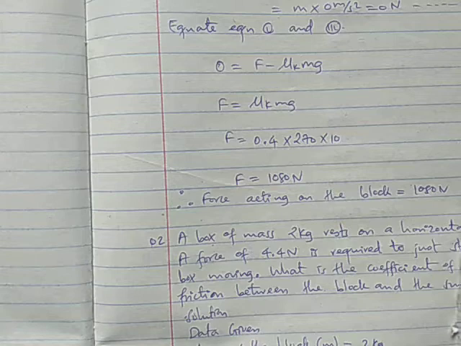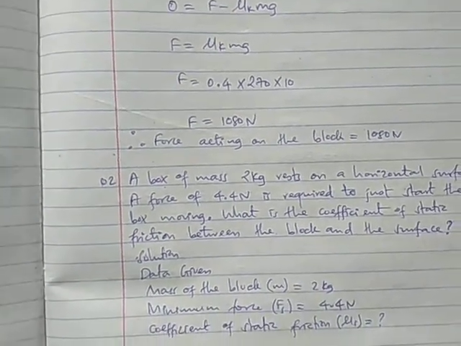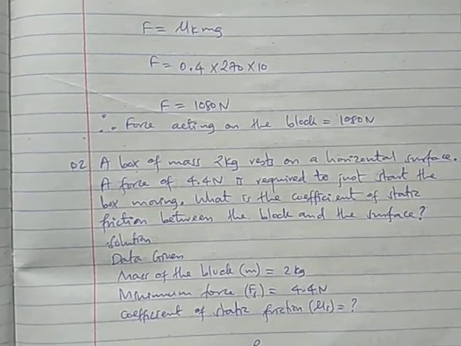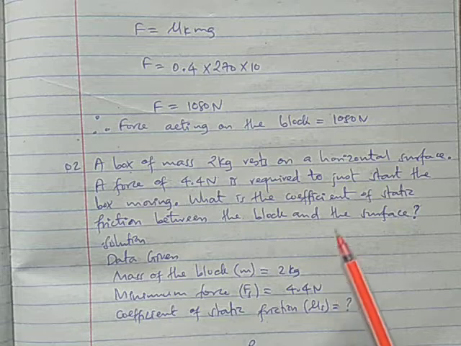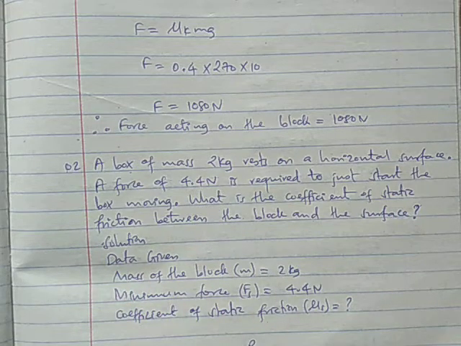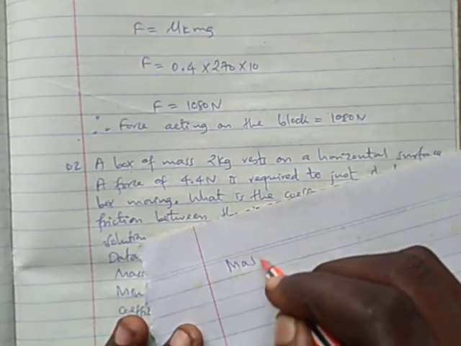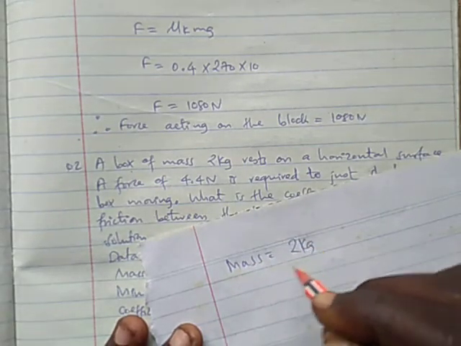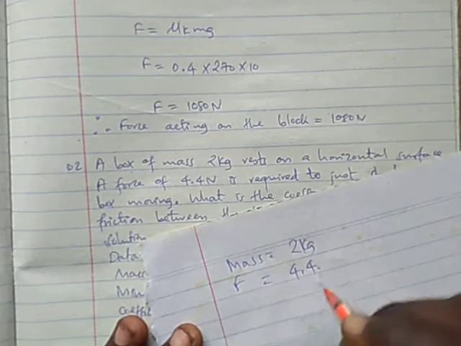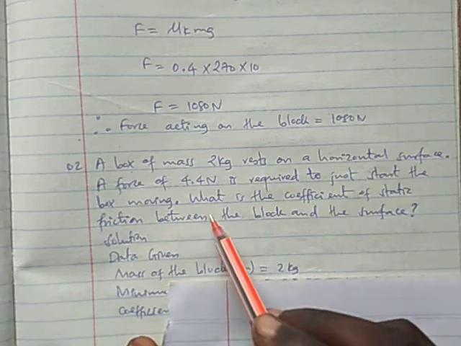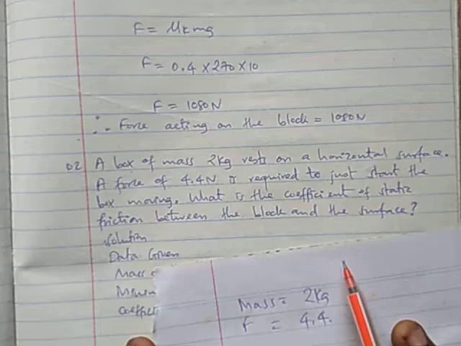A box of mass 2 kg rests on a horizontal surface. A force of 4.4 is required to just start the box moving. So we are given mass is equal to 2 kg. Then your force ambayo inakuwa required ni 4.4 is required just to start the box moving. What is the coefficient of static friction between the block and the surface?